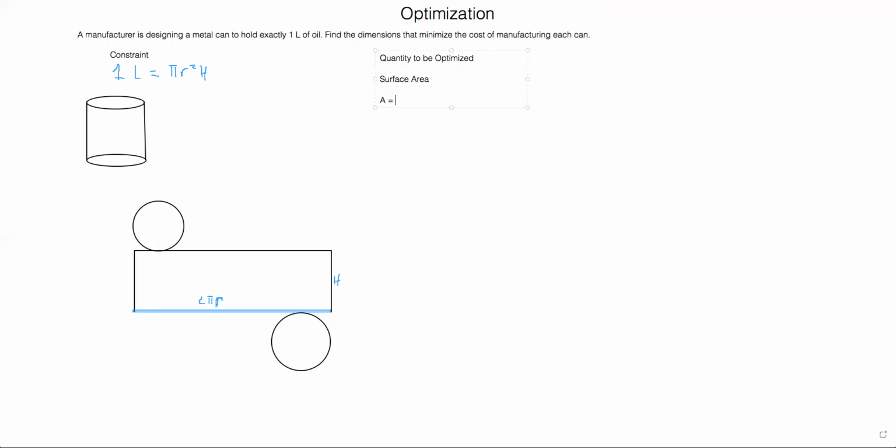We'll just have A be surface area. See if you can create the equation to find the surface area of one can. Okay, so that's 2 times the area of the base plus the lateral surface area. That's what I just solved for. That's correct.